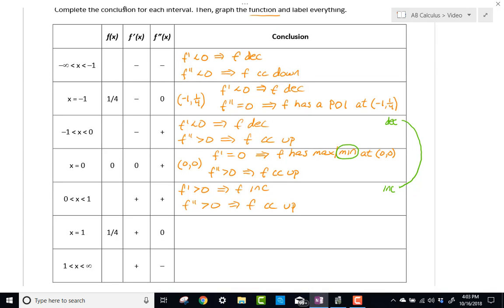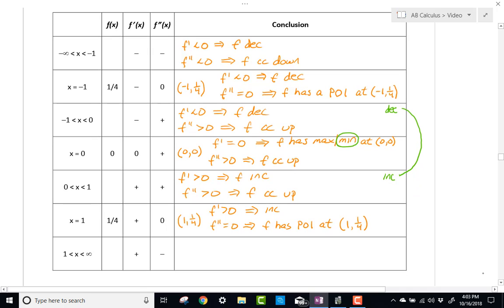What else do we have here? We have another point, 1, 1/4. All right, f prime is positive, so f prime greater than 0 implies that f is increasing, and f double prime equal to 0 implies that f has a point of inflection. Point of inflection at 1, 1/4. So we have another point where we're changing concavity. And finally the last one, there's no point given, but we know that f prime is greater than 0, so that implies that f is still increasing. You know what? I missed my f right back here on this one.